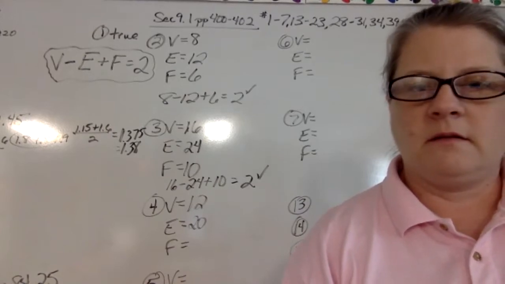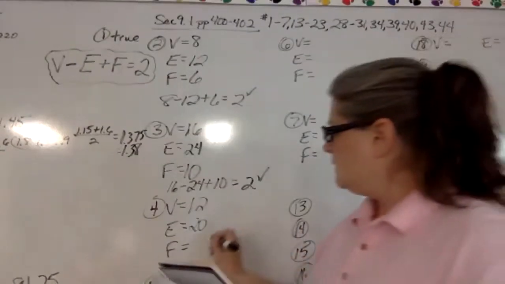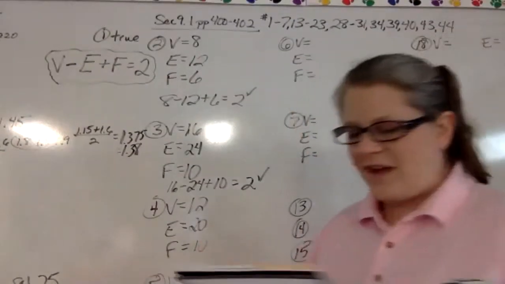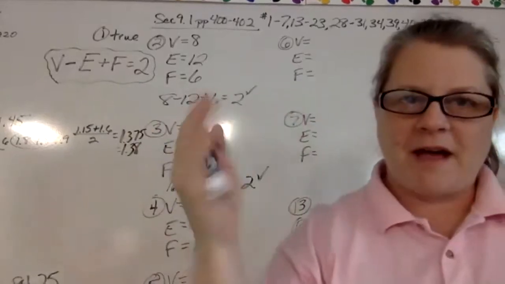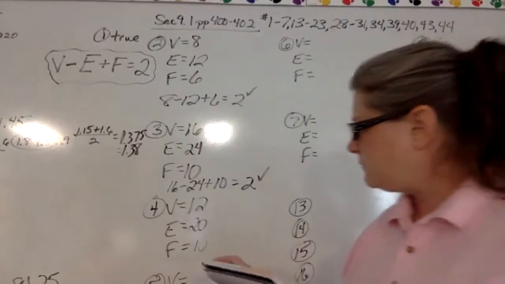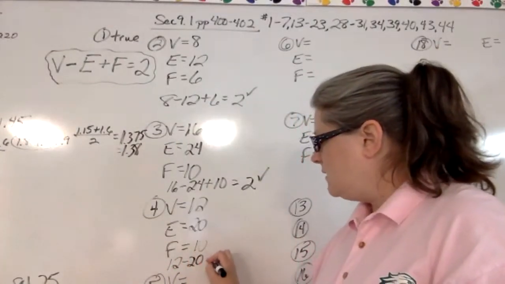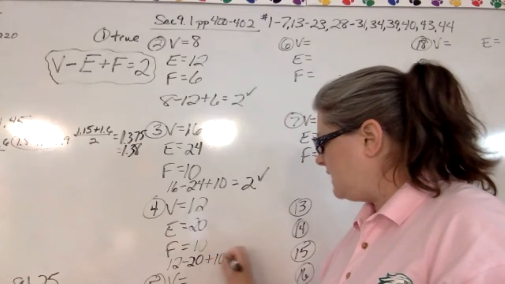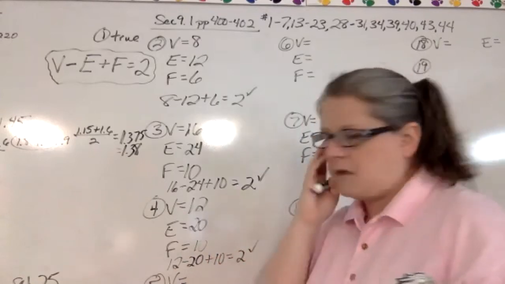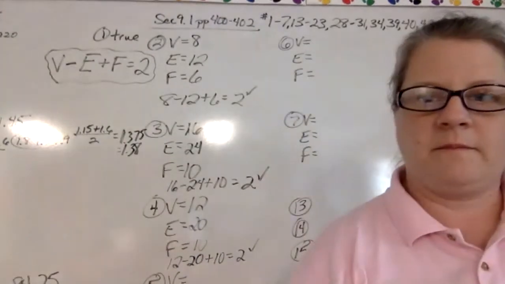There's 10. There's 10 faces. You've got 4 going around the top half, 4 going around the bottom half, and then the top and bottom. So yes. So I have 12 minus 20, which is -8, plus 10, which is 2. So that's correct with Euler's formula. Okay.